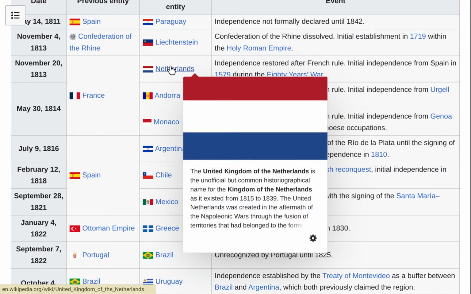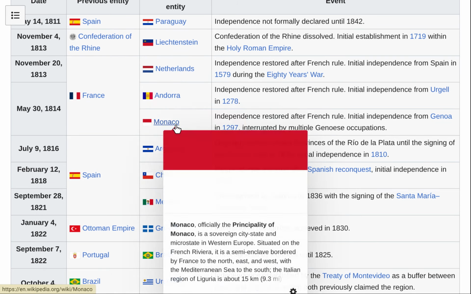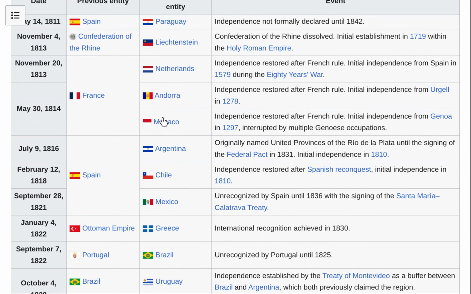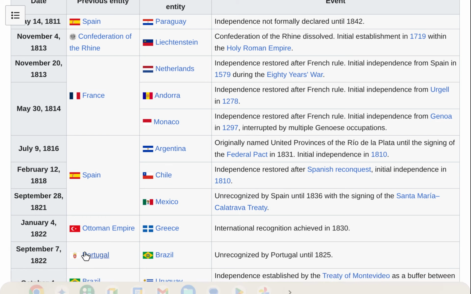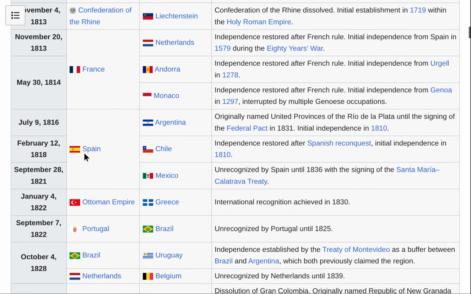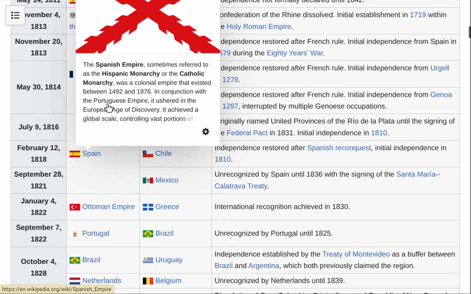So we have Netherlands that gained independence, Andorra and Monaco. I get Andorra and Monaco, but it's crazy that the Netherlands used to be part of France. Learn something new every day. Alright, so we have Spain. Spanish Empire, sometimes referred to as the... Oh yeah, we read that.